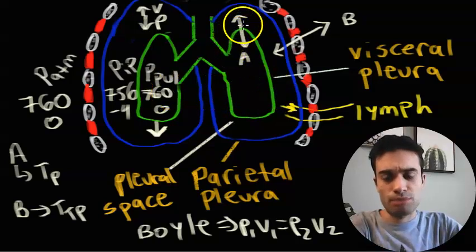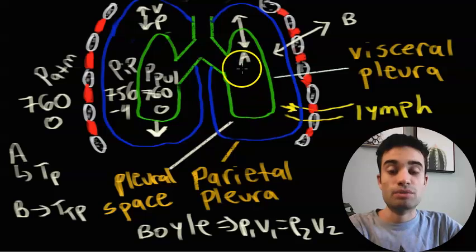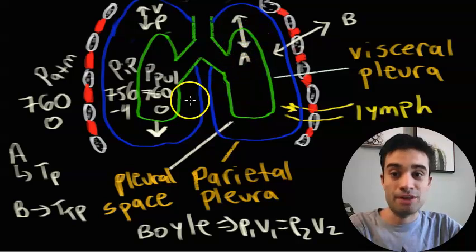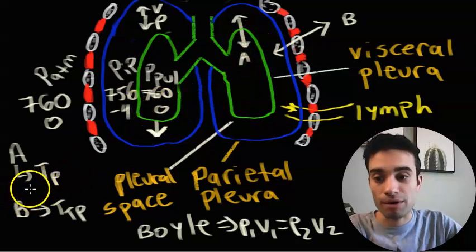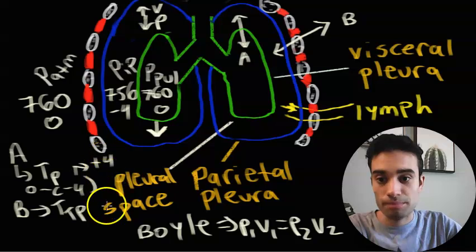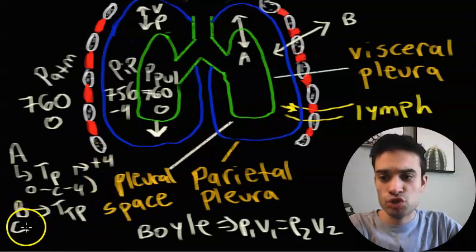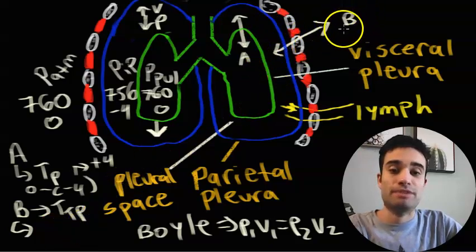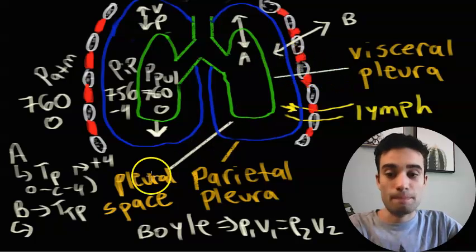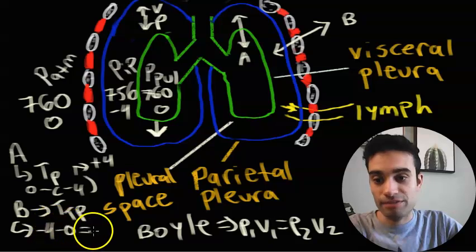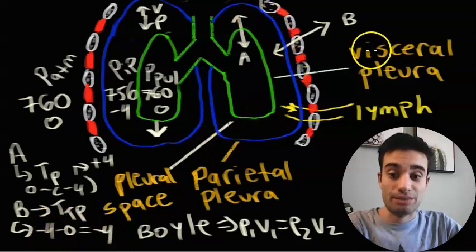Okay, so we had the transpulmonary pressure is equal to the intrapulmonary pressure minus the intrapleural pressure. And if you do the math, that would be 0 minus -4, so that's actually equal to +4. And the transthoracic pressure is the pressure between the intrapleural space and the atmosphere. So that's equal to -4 minus 0, which is -4, equal to the intrapleural pressure at rest. Okay?